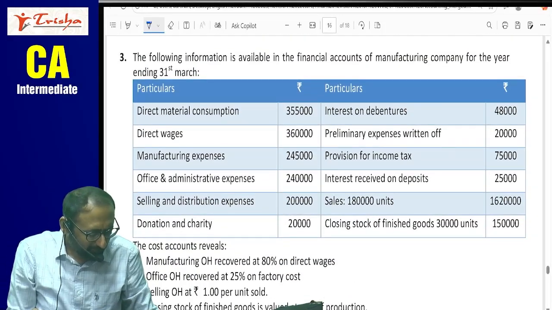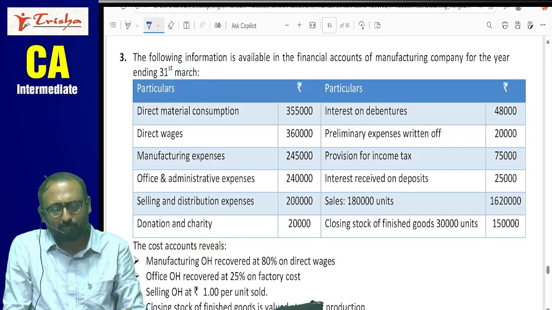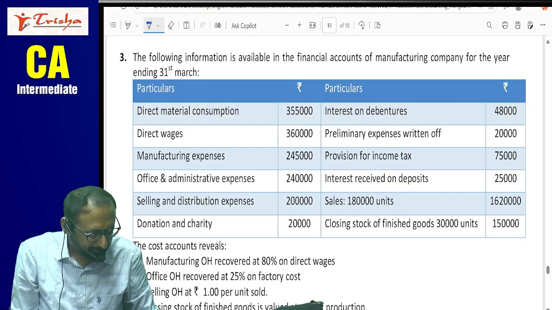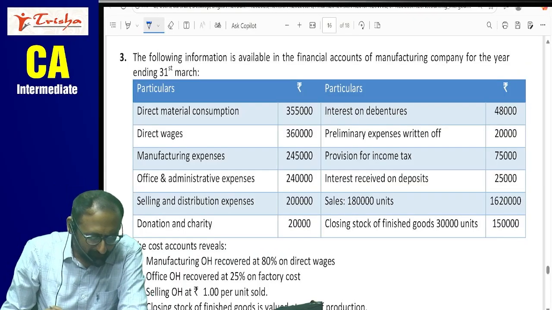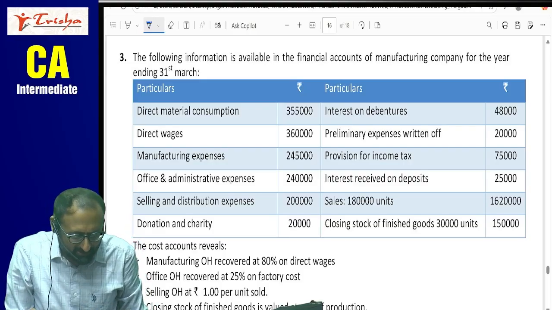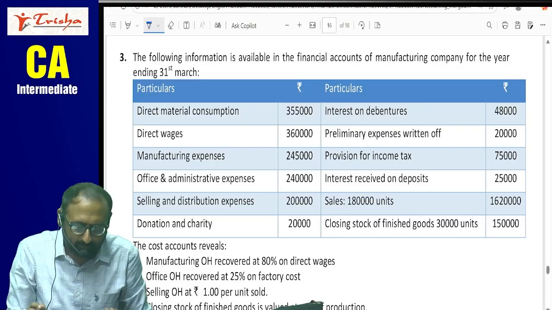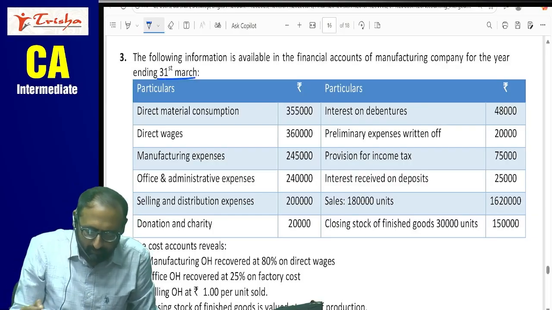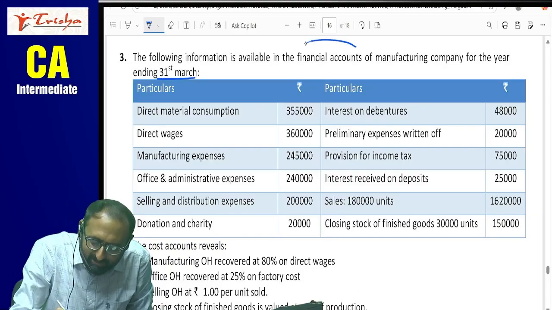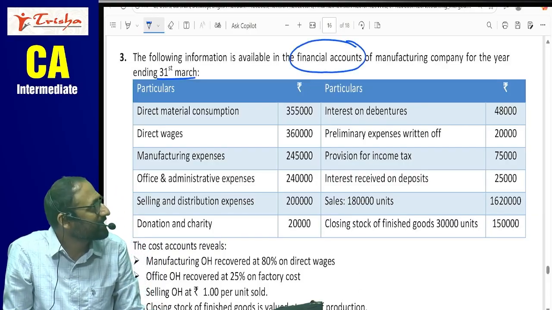So we'll solve one more question. Everyone please come to this third question. It is there in your study material as well. Following information is available in the financial accounts of a manufacturing company for the year ended 31st March. So this information is relating to which account, Sirji? Financial account. Financial information is given in this question.